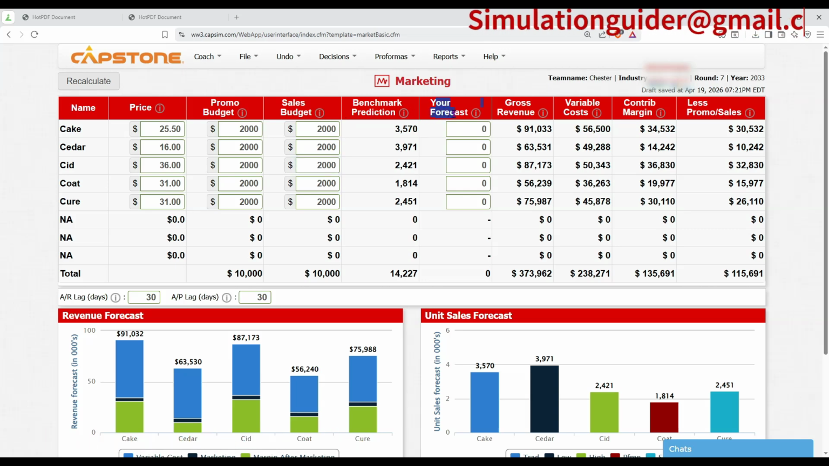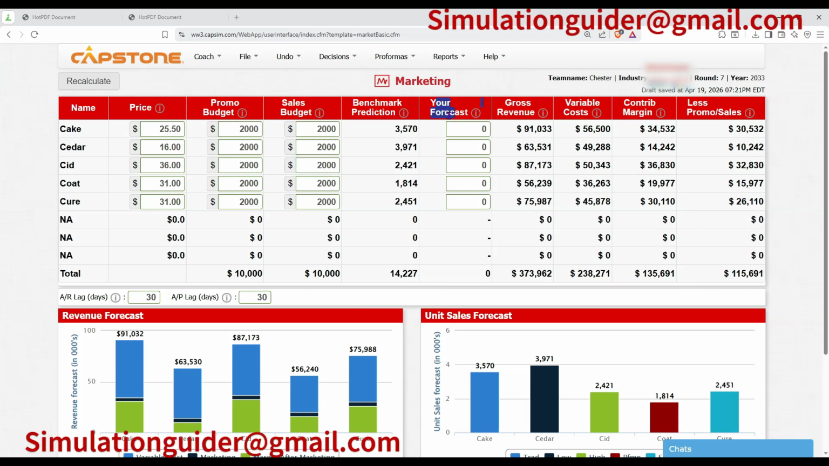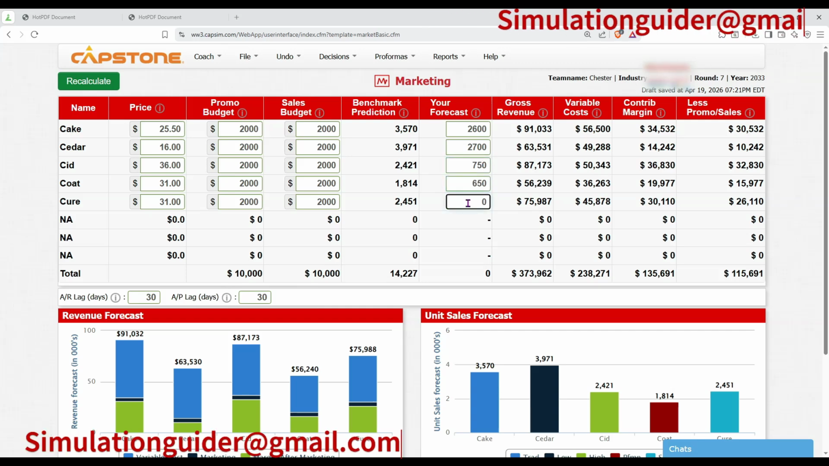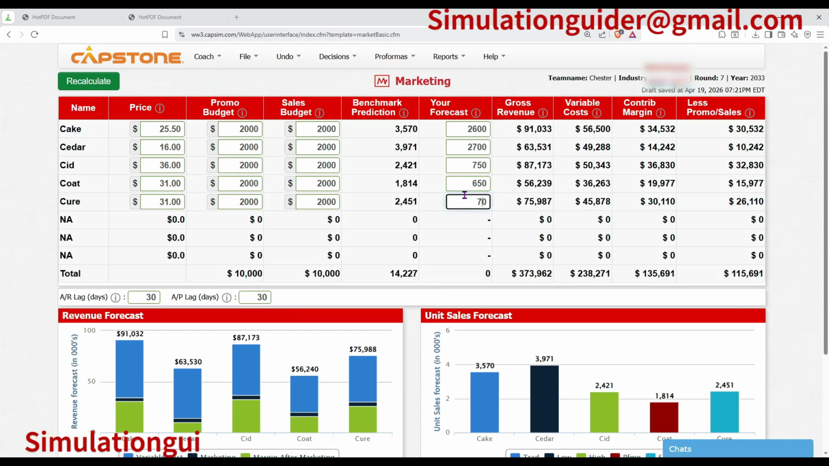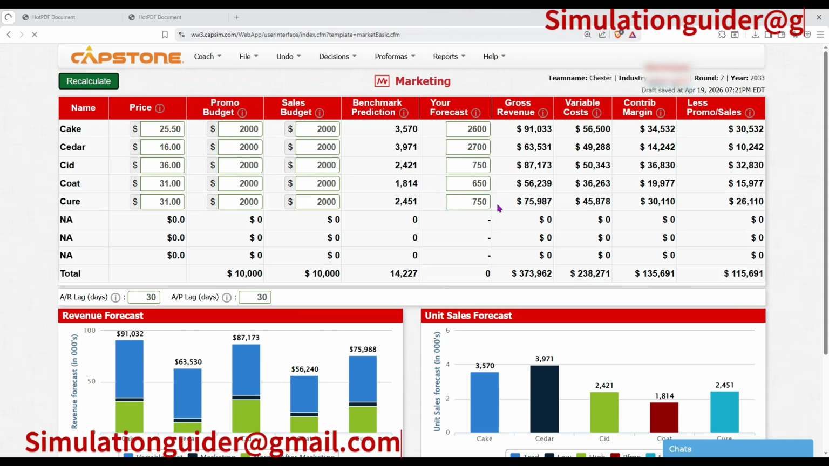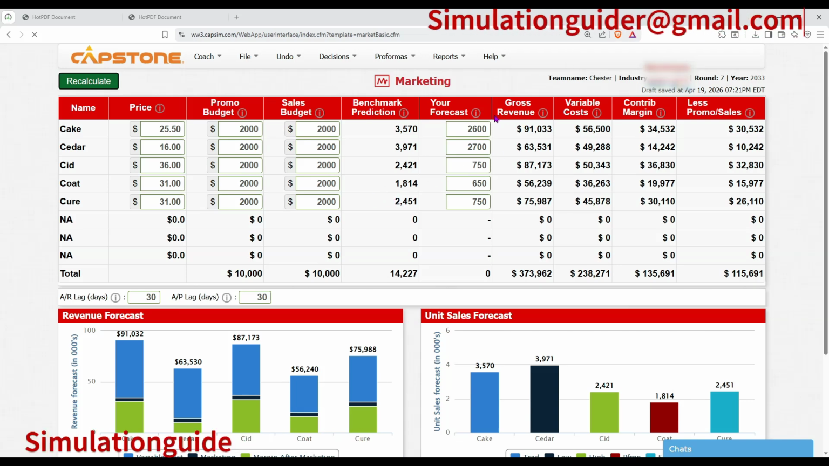Lastly, the forecast. The forecast now is the most tricky part because it decides if you're going to land back into the emergency loan or if you're not, you're going to do better. And also make sure that you forecast based on what you saw in the last round. So after calculating the forecast, I'm going to give each and every product its own forecast. First one I'll give it 2600 because it's stocked out. Second one 2700, third one 750, next one 650, and last one I'll give it around 750. Sorry, 750 for Cure.